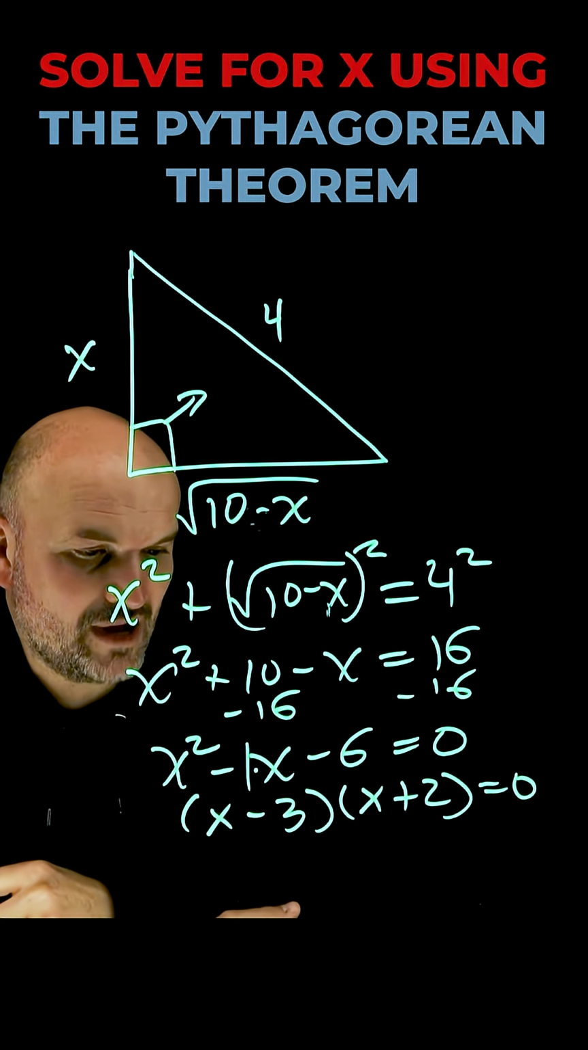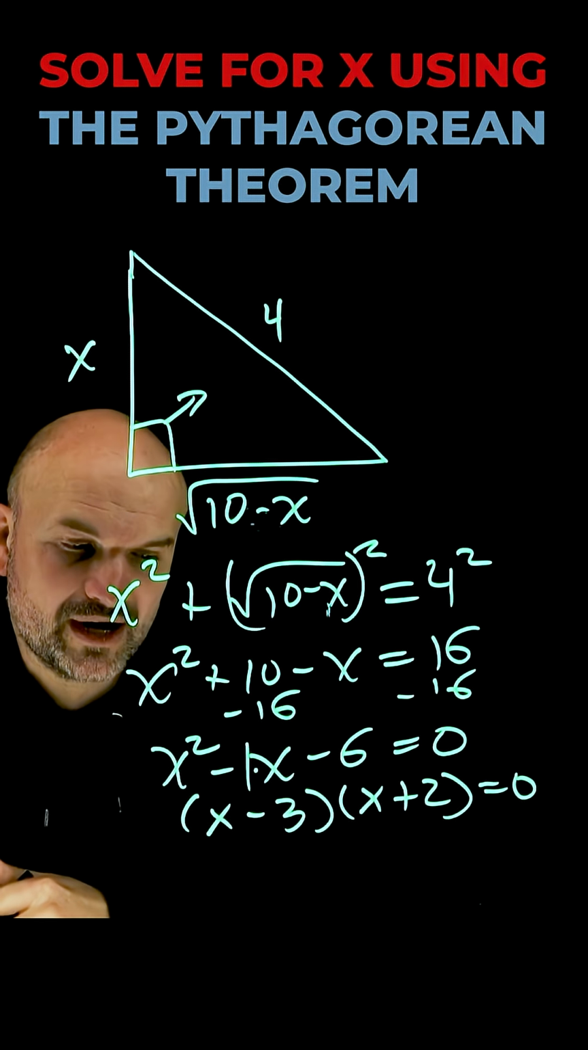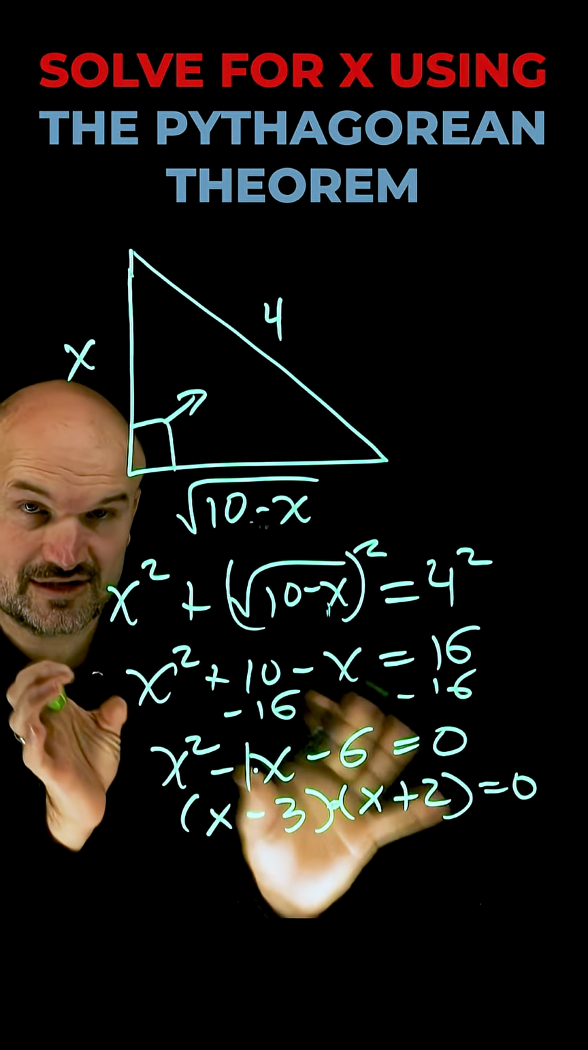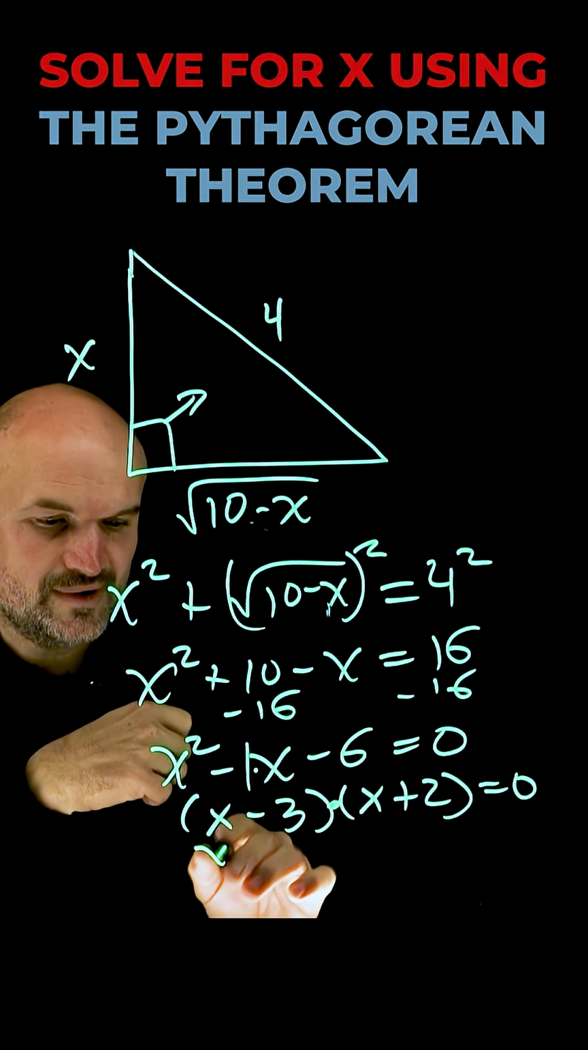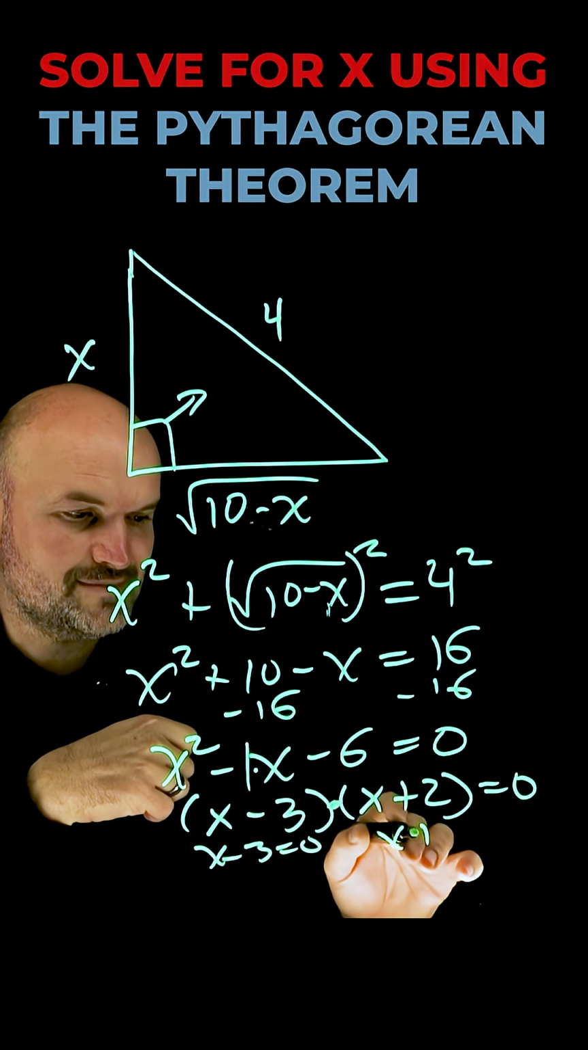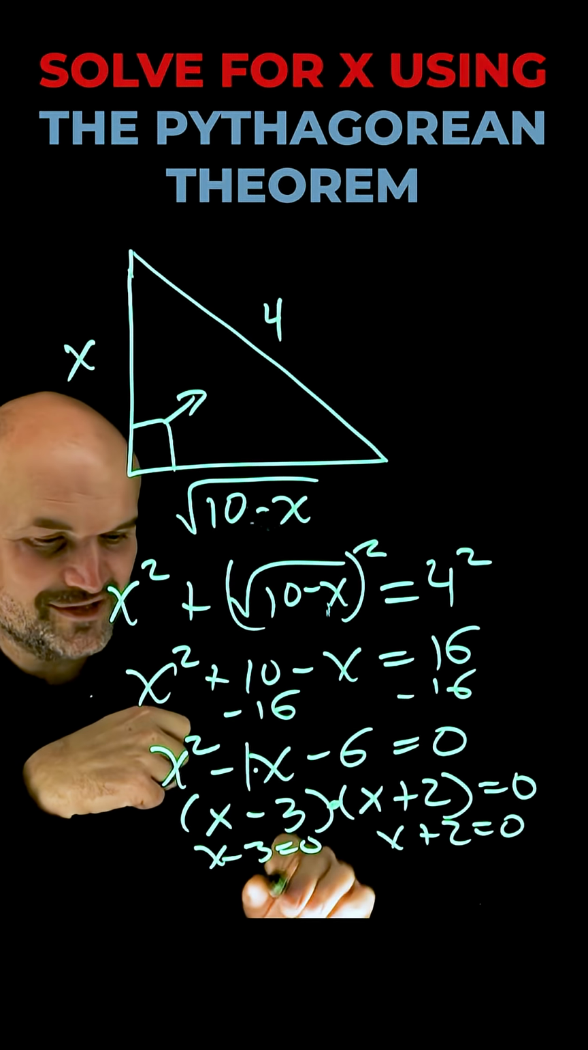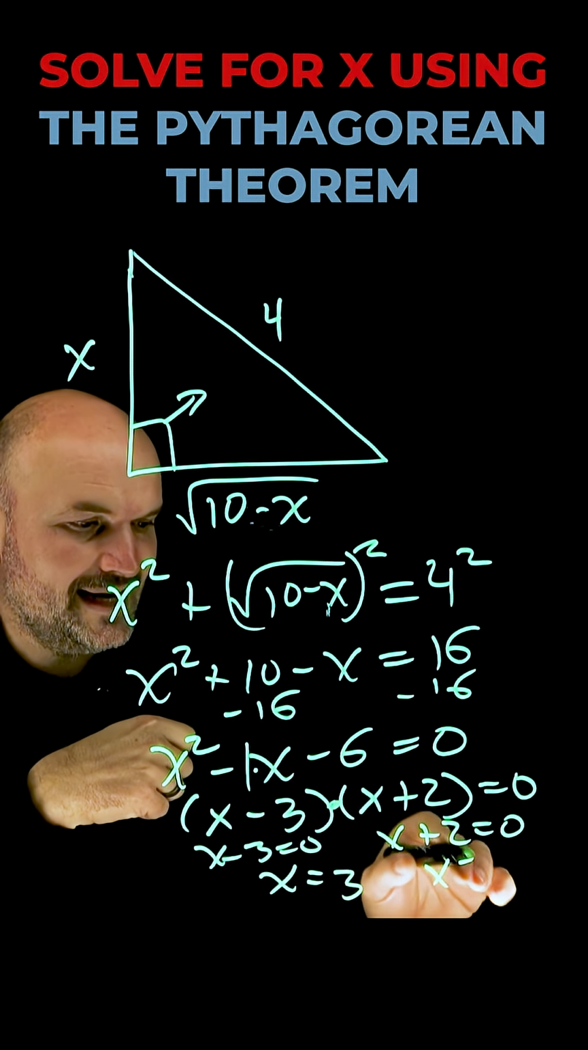The reason why factoring is so helpful is now we can use the zero product property. I can set both my factors, since they're separated by multiplication, equal to 0. So x minus 3 is equal to 0, and x plus 2 is equal to 0. Running out a little space, but I get x equals 3, and x equals negative 2.